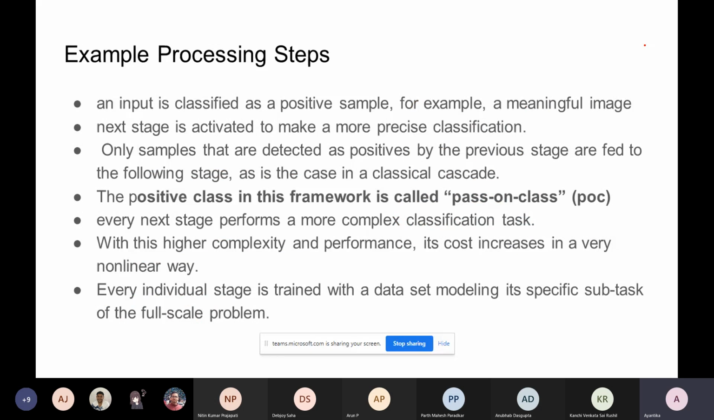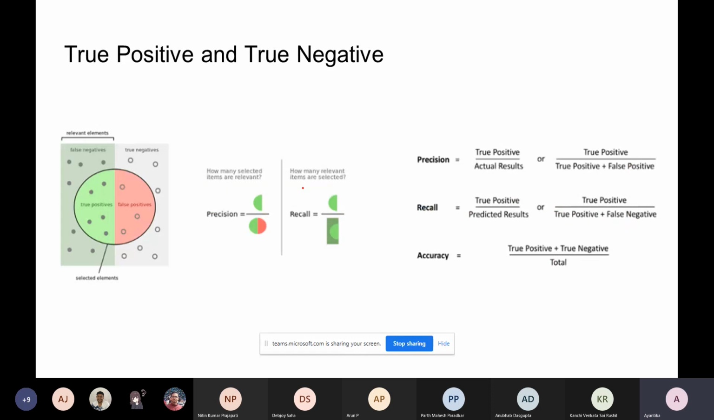So this processing step, we have explained with the example. The positive class in this framework is called the pass on class. Pass on class means the members forming the pass on class are the information you are going to pass to the next stage of the hierarchy. Now, this is also a very standard concept from general machine learning. Most of you know it, still I'm repeating once again. This is the concept of true positive and true negative. Since we have already talked about the word recall, and we will be talking about precision, it is better to have this idea about true positive and true negative.